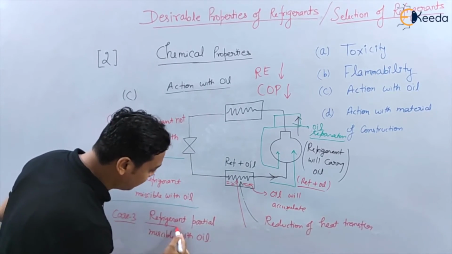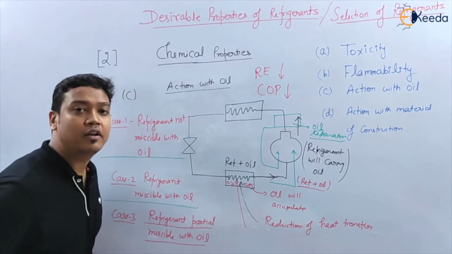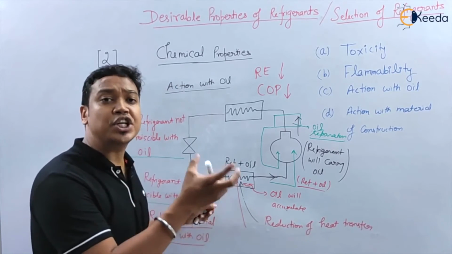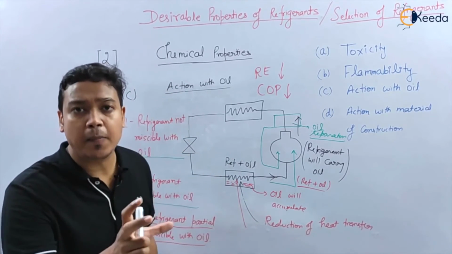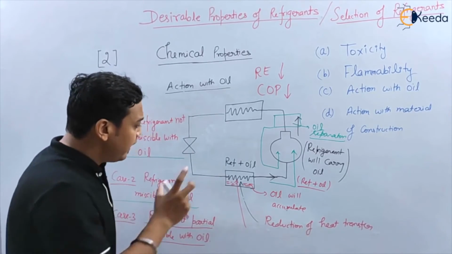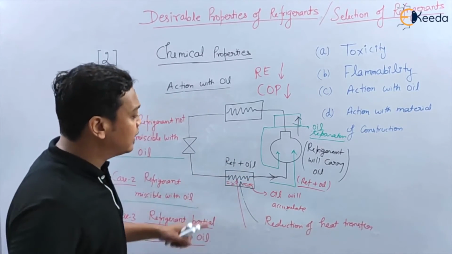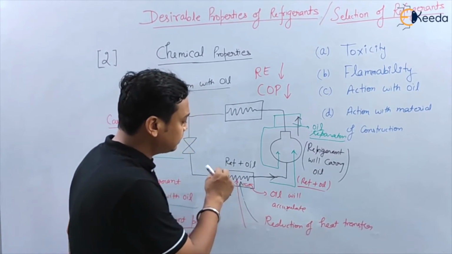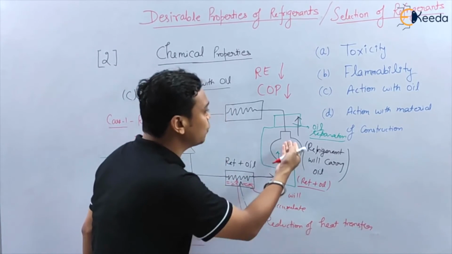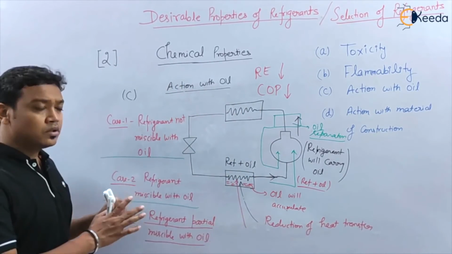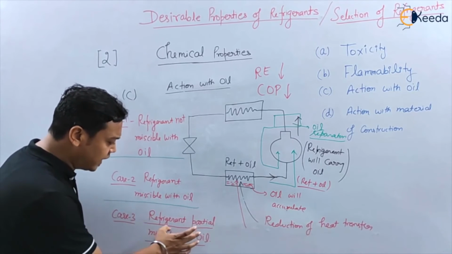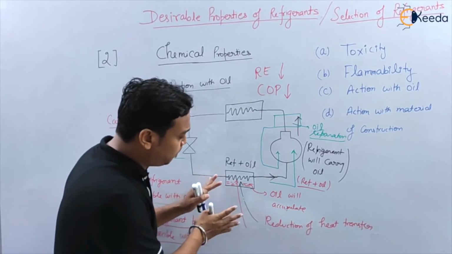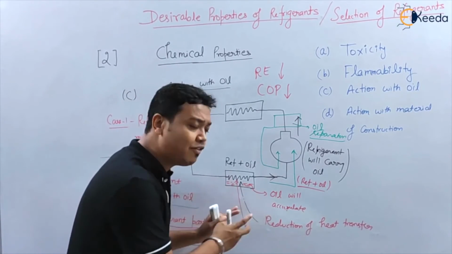Case number 3 is refrigerant partially miscible with oil, which I have explained already. Those refrigerants which are partially miscible with oil, in that case there is a problem. And the problem I have already explained, that oil will accumulate in the evaporator and refrigerant will go to the compressor. So in this case 3, refrigerant partially miscible with oil, how to recover this case?